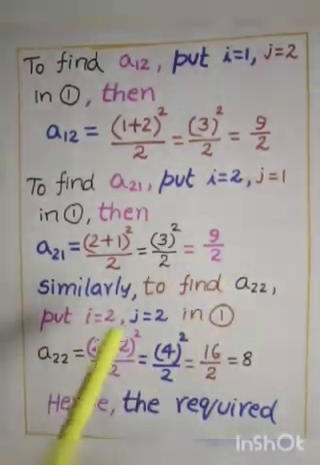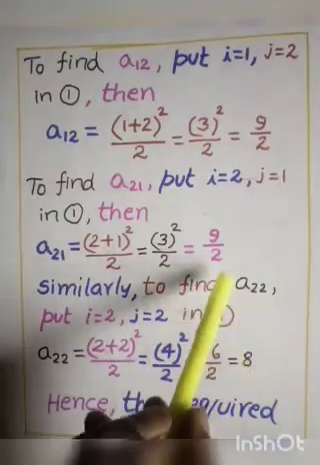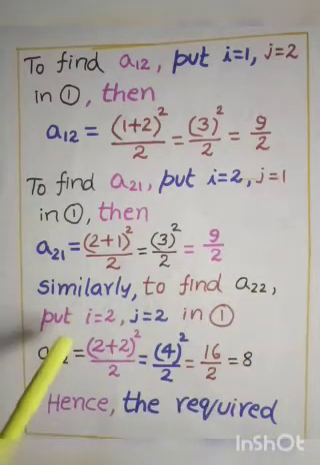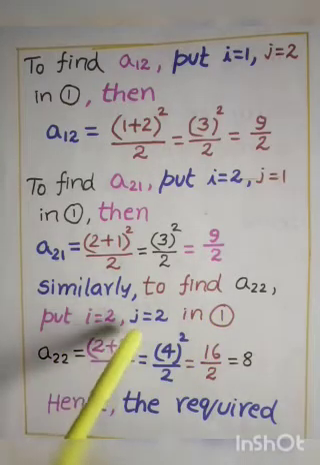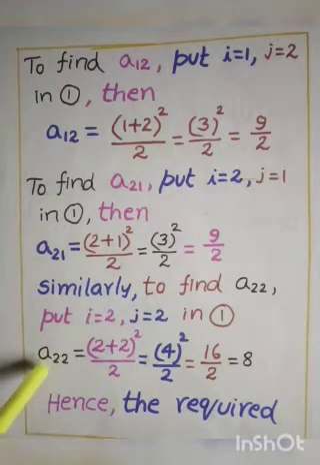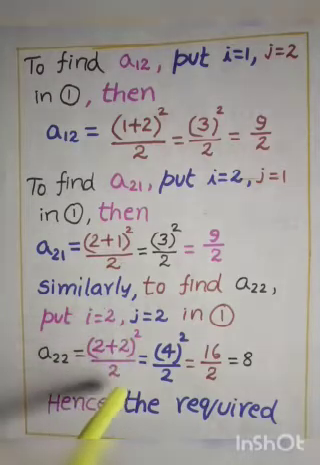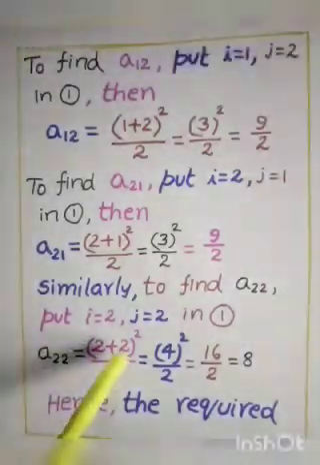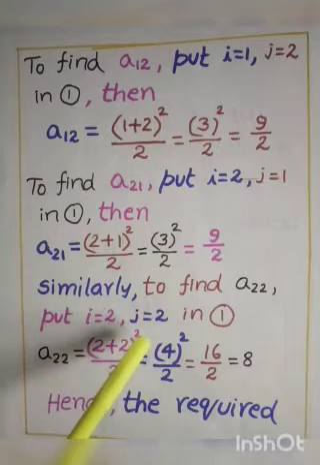Right. Similarly, to find A22, what is meant by A22? What does this element denote? Second row, second element. To find the second row, second element, we put i is equal to 2, j is equal to 2 in the given rule. Understood, my dear children? Then we get A22 is equal to (2 plus 2) whole square by 2. In the given rule, I substituted i is equal to 2 and j is equal to 2. Then we get this step. Understood, my dear children?